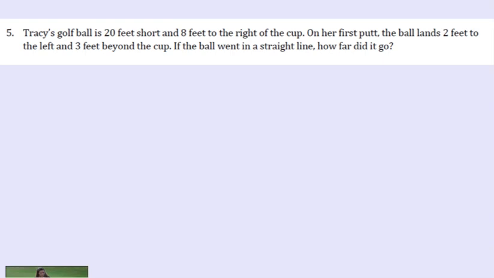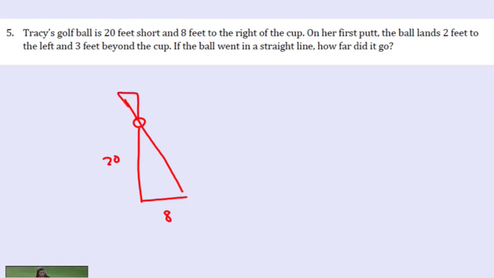So I like to draw a picture of what's kind of going on here. So let's say that this is the hole. Tracy's golf ball is 8 feet right. So after she hit the putt, it goes 2 feet left and 3 feet beyond the cup.